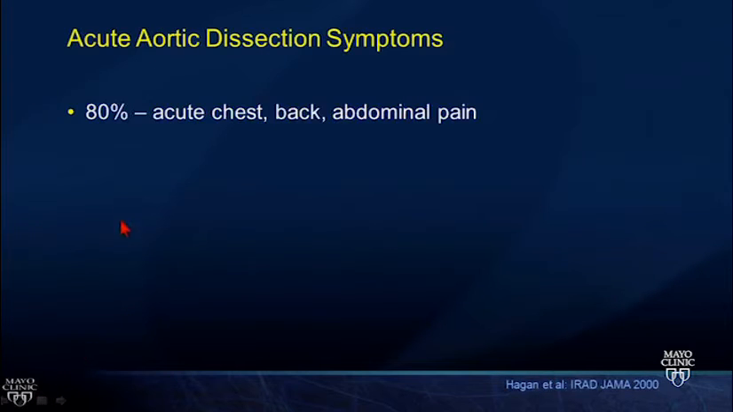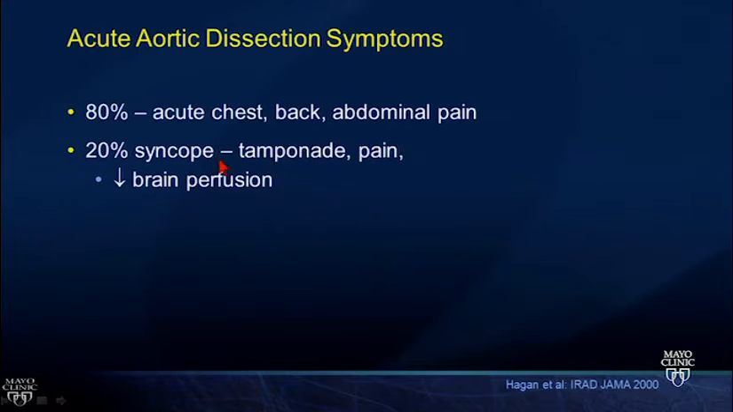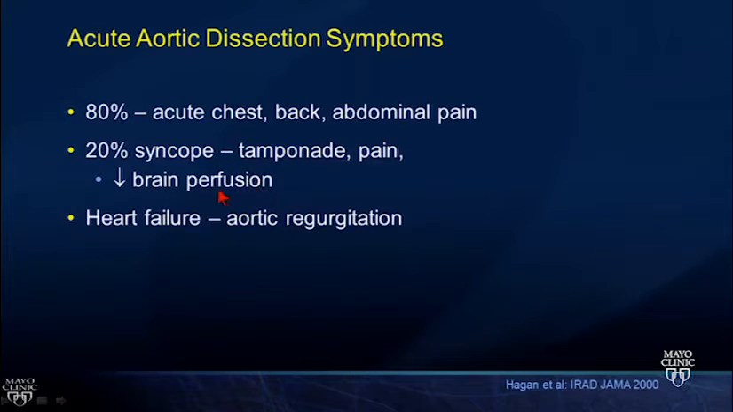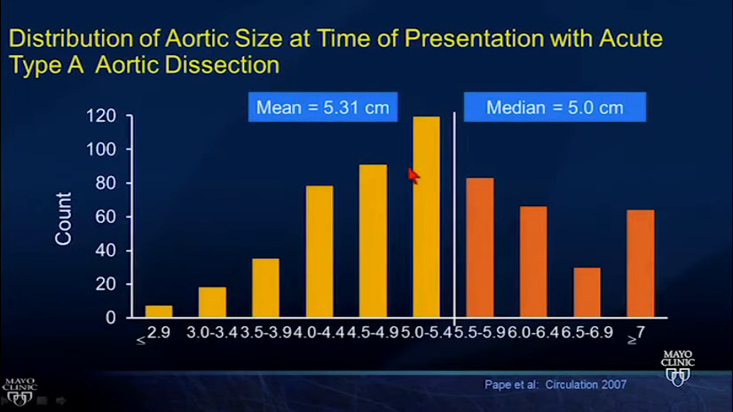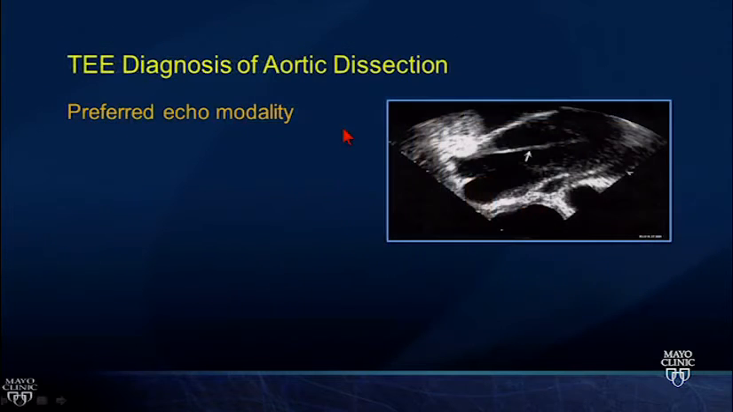The symptoms in IRAD, an international registry, 80% of the patients had pain, but they didn't all have pain. 20% had syncope for a variety of mechanisms, but notably usually tamponade. And you can see why the diagnosis can be difficult, because some present with heart failure or malperfusion symptoms. Then also, to make it a little tougher, again from IRAD, the mean aortic diameter with dissection was 5.3. So they can be not that dilated and present with dissection.